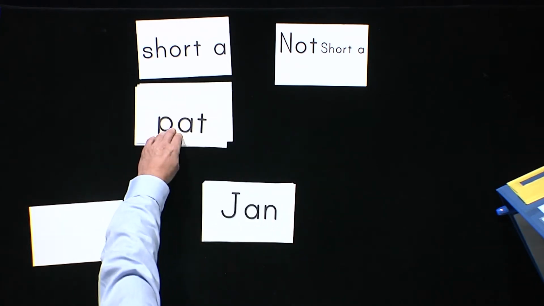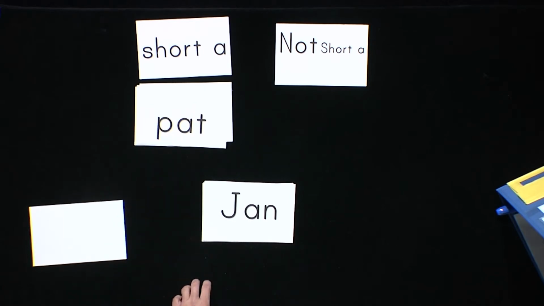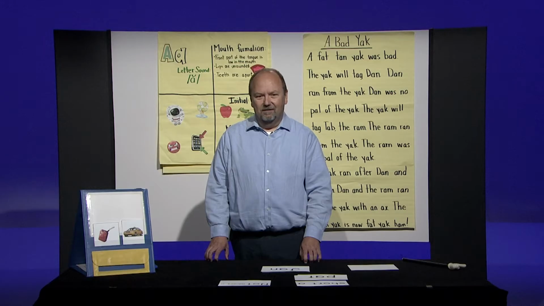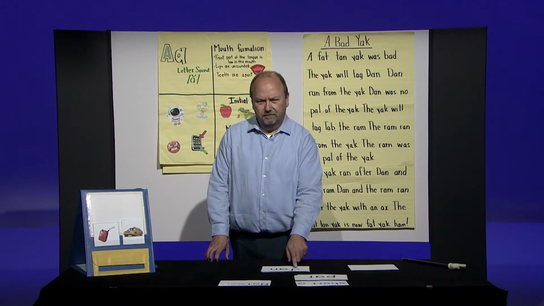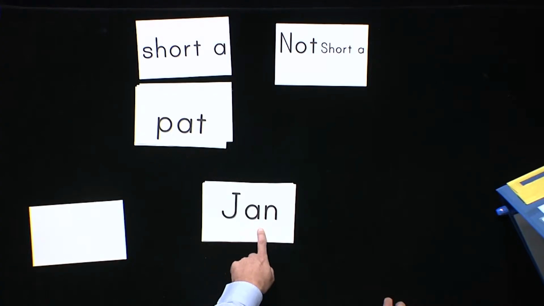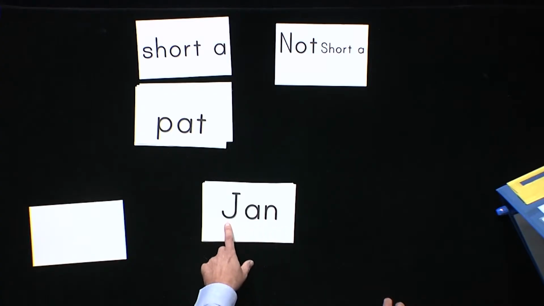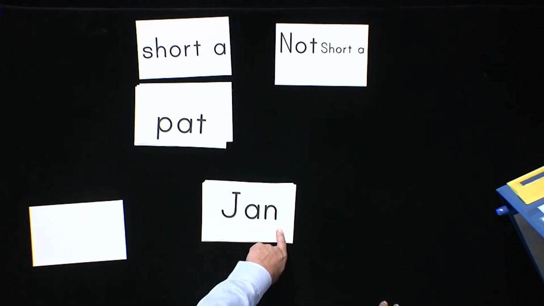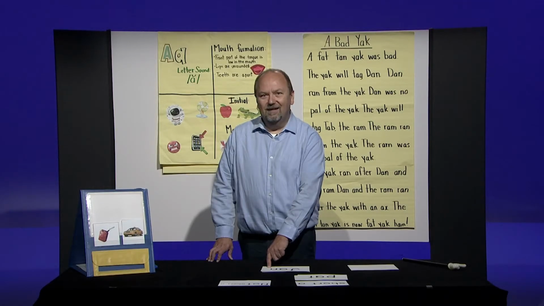Look at this next word. Do you see the vowel A? Is it between two consonants? So what sound is that A going to make? What's the word? That's right. Jan. Jan. That word is Jan. Is that a short A? It sure is.